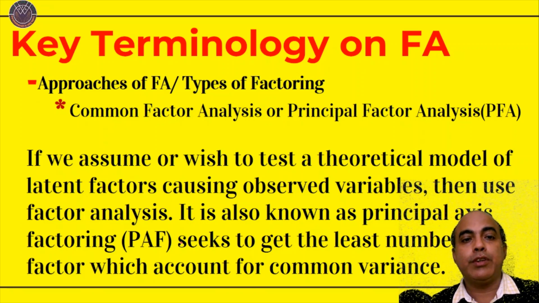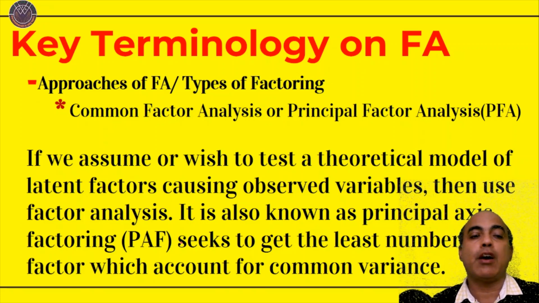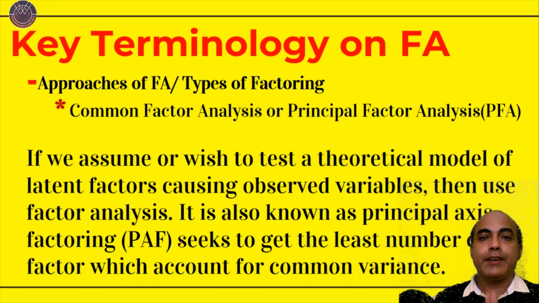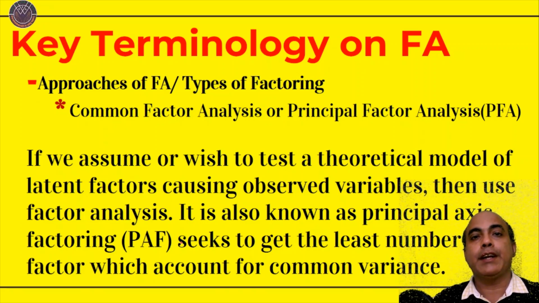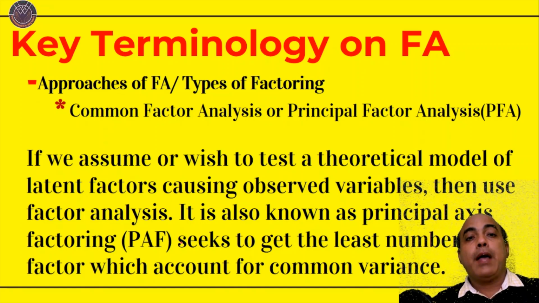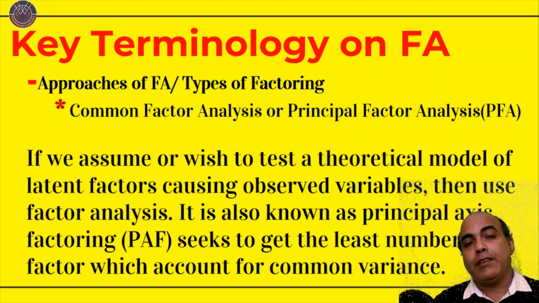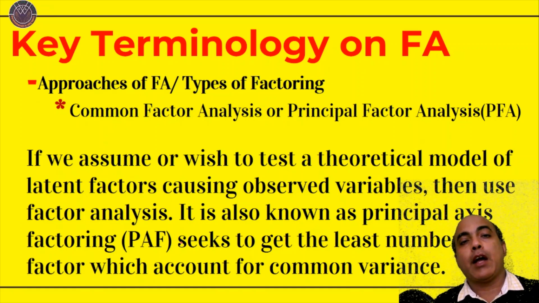So in this, we try to get the least number of factors which account for common variance. The primary aspect of common factor analysis is to unearth the latent factors, which are not observable directly, which are underlying. The primary objective of common factor analysis is to get the latent factors which are most important and are accountable for common variance.